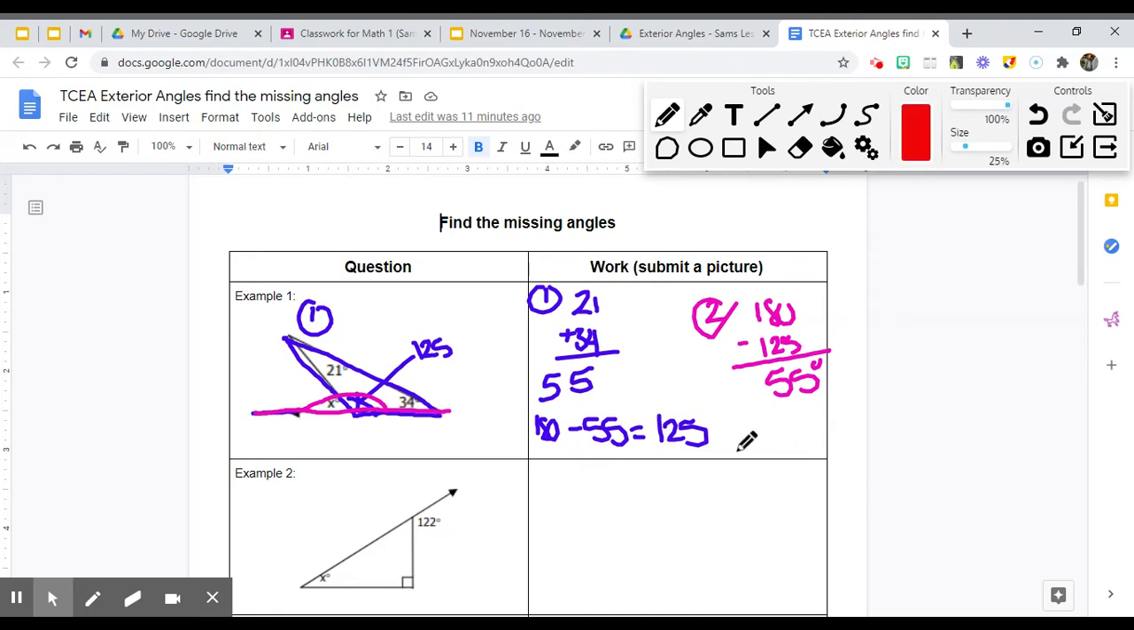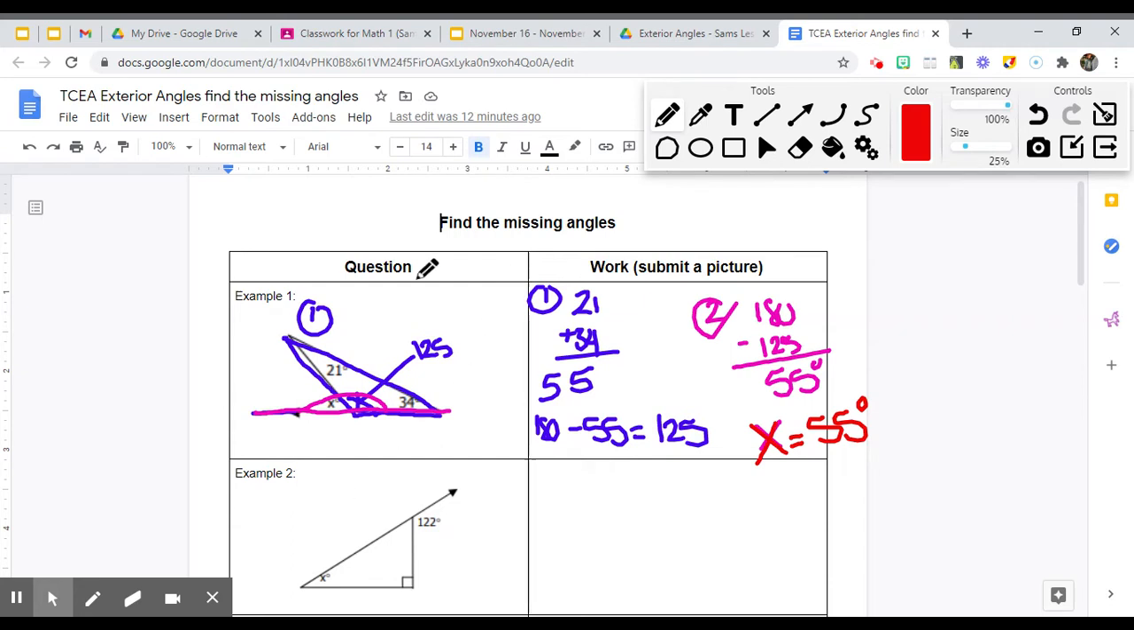Today you're going to need a piece of paper, and you can submit a picture of your work. You can submit a picture of all of your work if you would like to, or if you prefer individual problems, showing your work that way, you can do that as well. So x is equal to 55 degrees.